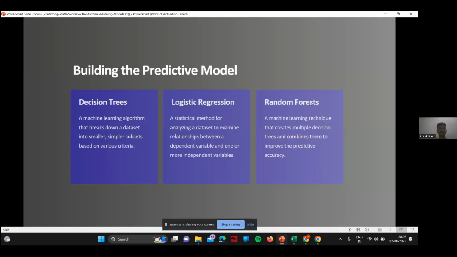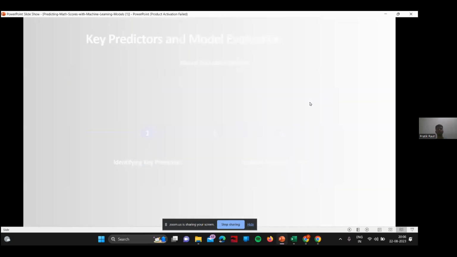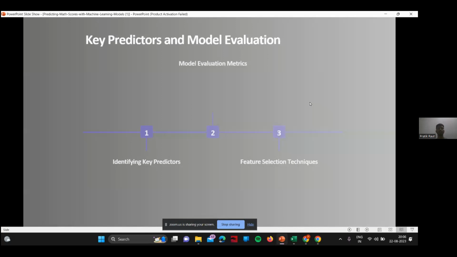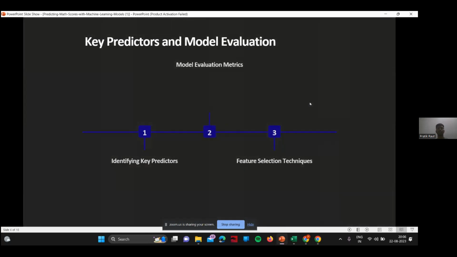Then we have key predictors and the model evaluation. Here we have identifying the key predictor, then the model evaluation metrics, and the feature selection technique. In identifying key predictors, using the feature selection technique we identify the key predictors that have the most significant impact on predicting the scores of the student.